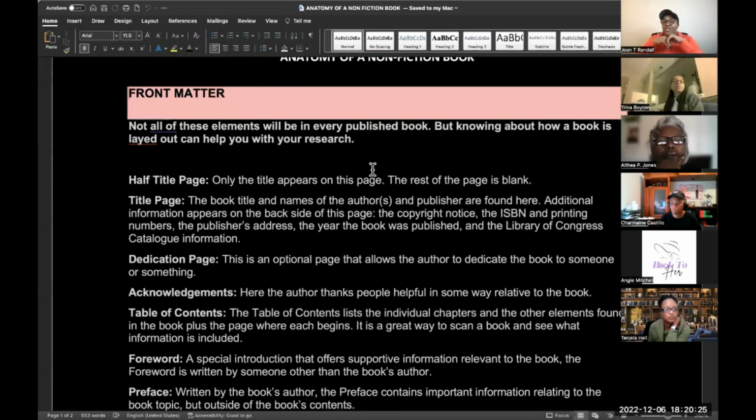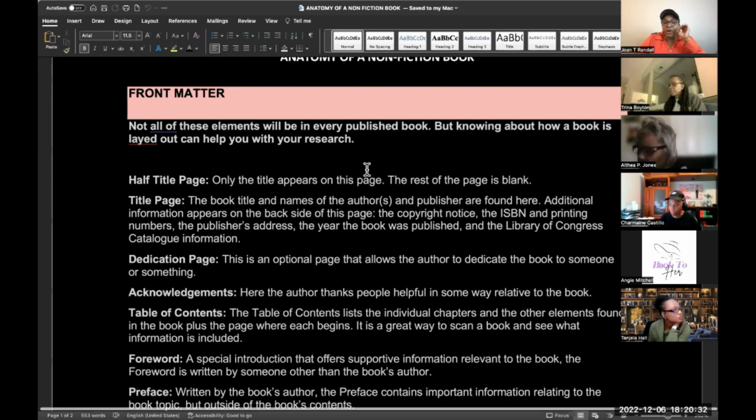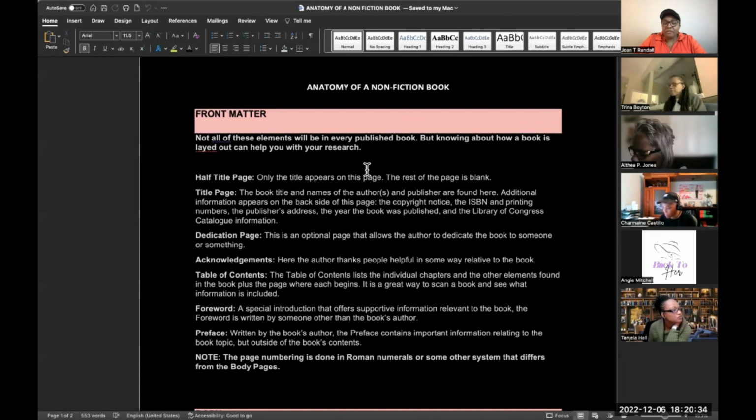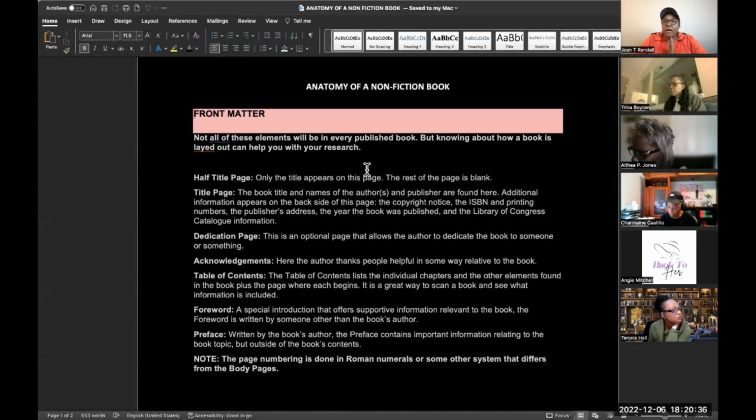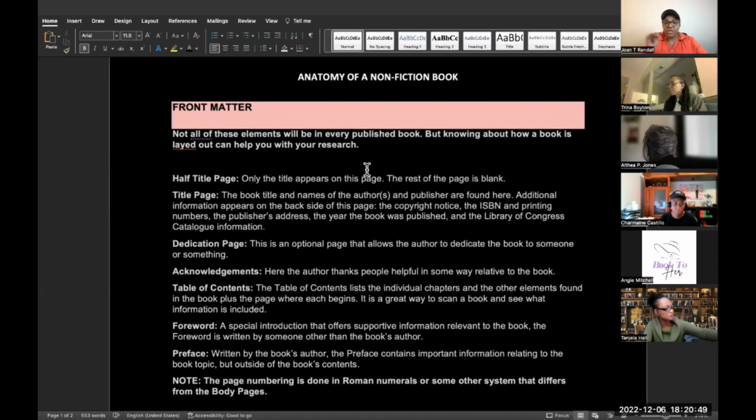So there's 3 sections to the book, right? Front matter, body, and back matter, right? To every book. It doesn't matter if it's fiction or nonfiction. However, fiction is a little different from nonfiction in some parts of the book. Tonight, we're going to just talk about the nonfiction book because that's my specialty. And I want to share that with you.